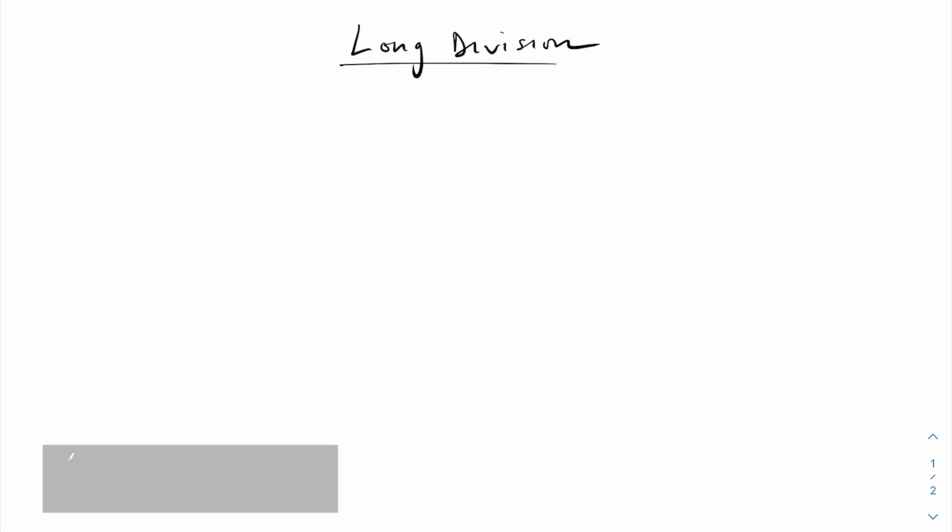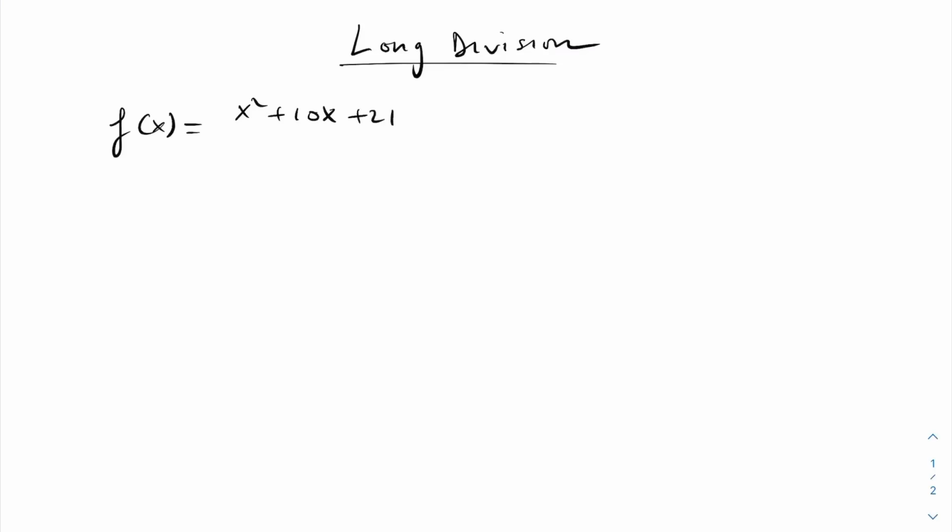In this particular note, we're going to talk about long division of polynomials, and so let's just jump into it. If I give you an example, f of x equal to x squared plus 10x plus 21 divided by x plus 3, your job here is basically to divide the numerator by the denominator. In other words, it is to simplify the rational expression.